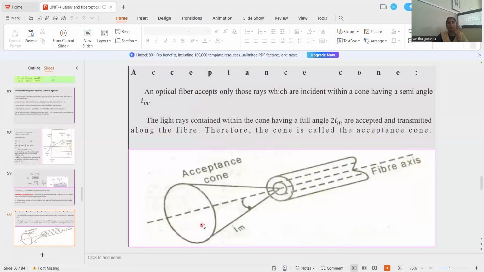Now see the acceptance cone. An optical fiber accepts only those rays which are incident within the cone having semi angle θm. What is the acceptance angle?